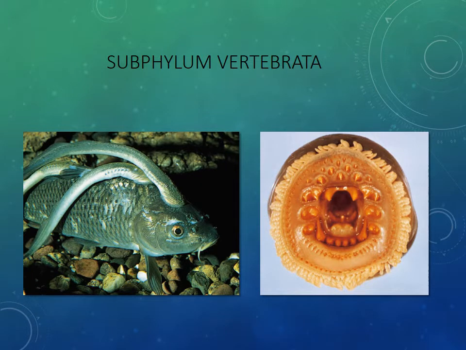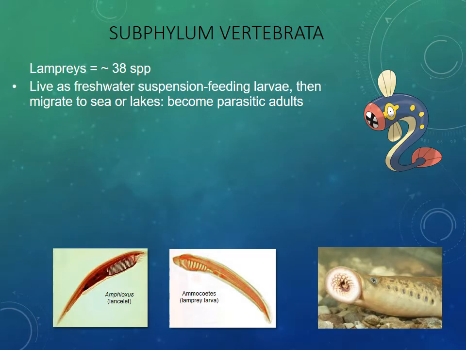The old lamprey. You can see one feeding on a fish there. It's not a head on a fish. It's a lamprey. It's a creepy mouth. So there are about 38 species of lampreys, roughly. They can be in freshwater or marine environments.